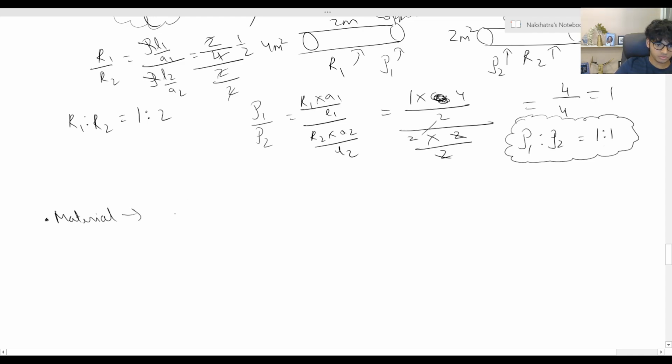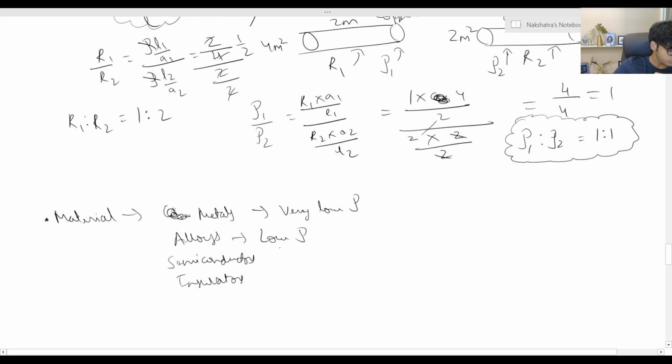You have 3 different types of materials or 4 different types of materials: we'll take conductors, metals, alloys, semiconductors and insulators. Okay, these aren't that important. Just know metals have very low specific resistance, alloys will have low specific resistance, है ना?